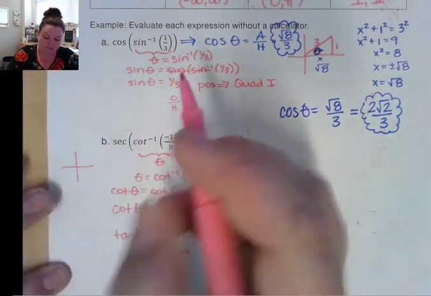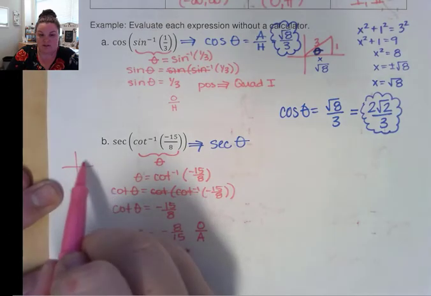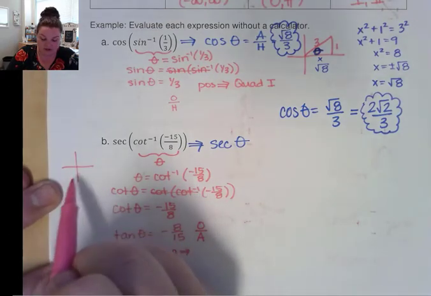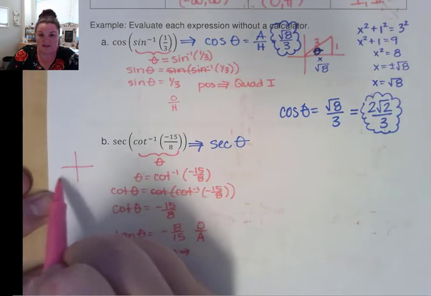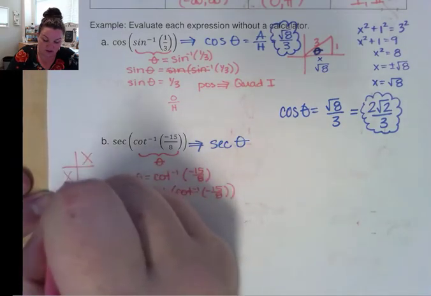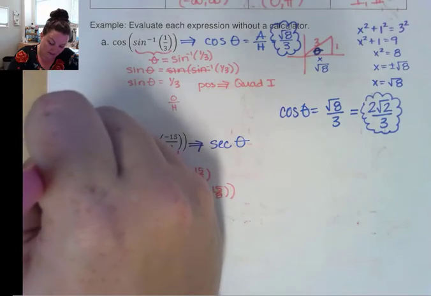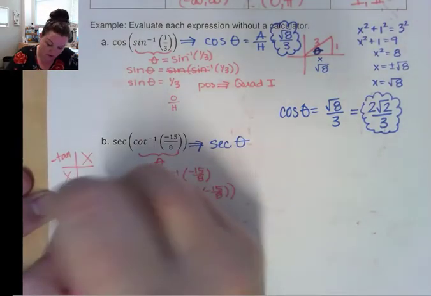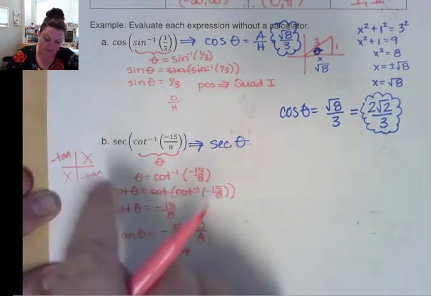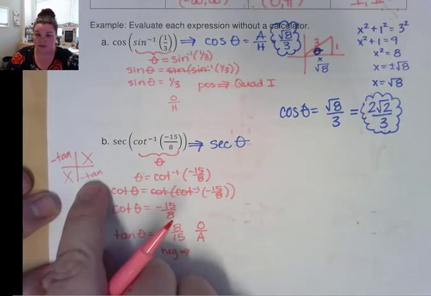Let me write a thing. So over here, my x's and y's are both positive. Over here, my x's and y's are both negative. So I know that those are not going to work, right? So a negative tangent happens in quadrant 2, and a negative tangent happens in quadrant 3, right?